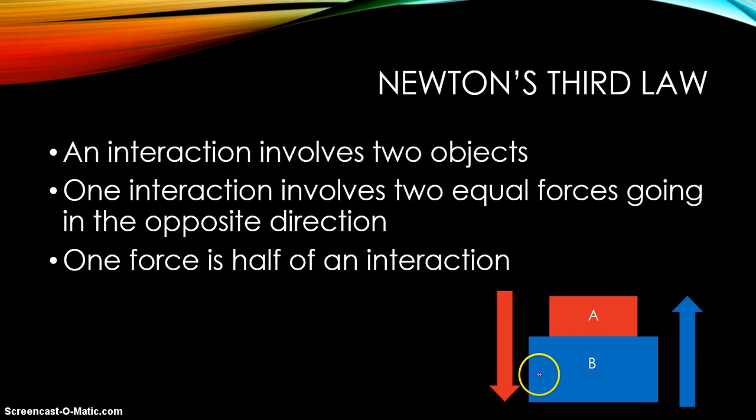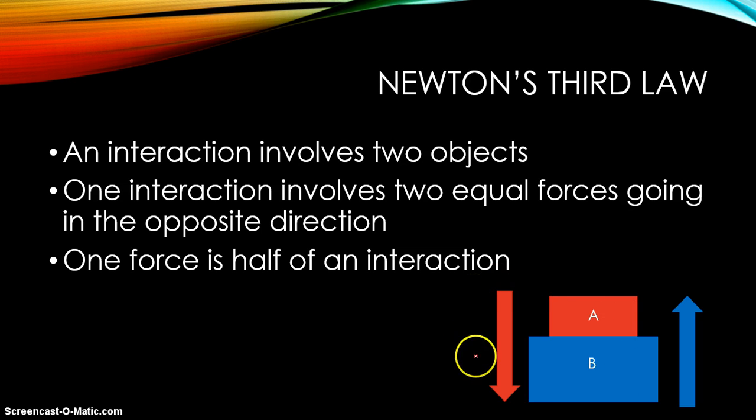So the red arrow represents the force of A on B, and the blue arrow shows the force of B on A. And you can see that B is pushing A up, but A is also pushing B down. So one force is half an interaction. So this arrow is just half of the interaction of A and B. And this blue arrow is also only half of the interaction between A and B.